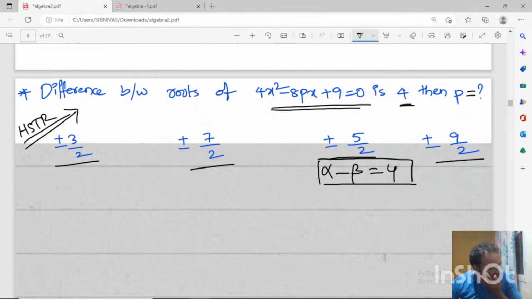What will be the answer? Anybody? Or shall I try? You can try. I will give a little bit of time to you. You can try because you are going to appear for the HSTR exam. This is a previous question. Anybody or any guess? 1, 2, 3, 4, four options are there.